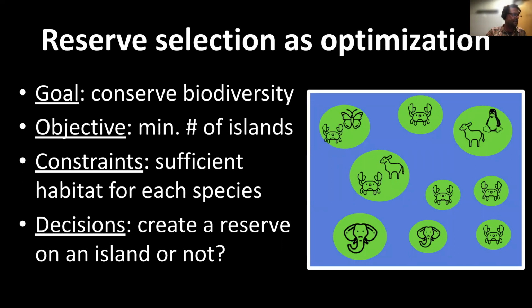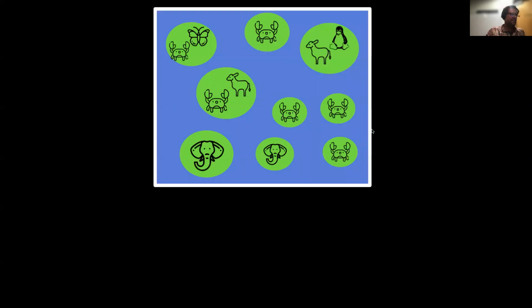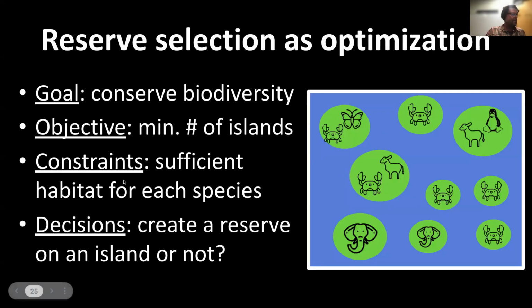Okay, so let's look at this as an optimization problem and step through it. Let's say that each of these green circles is a planning unit, or I might just call it a site too, just for one-word simplicity. And then we see the species. So we've got crabs, butterflies, lambs, elephants, and even a penguin. So the question is, which of these do we conserve? If we establish a minimum number of islands that we want to use, what is a sufficient habitat for each species? And then the decision is, do we call that a reserve or not? So it would be a binary yes or no.